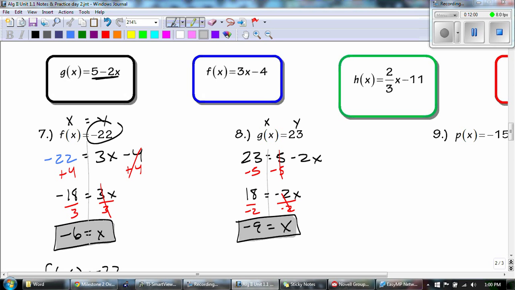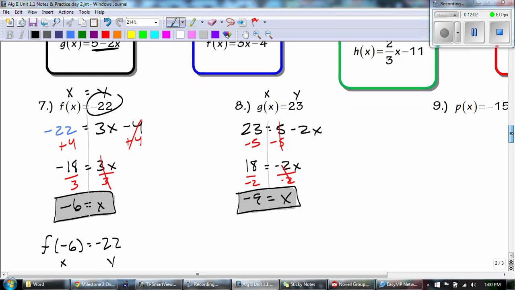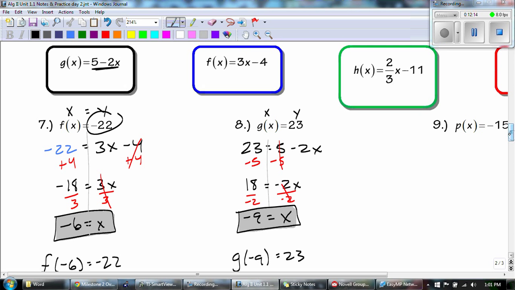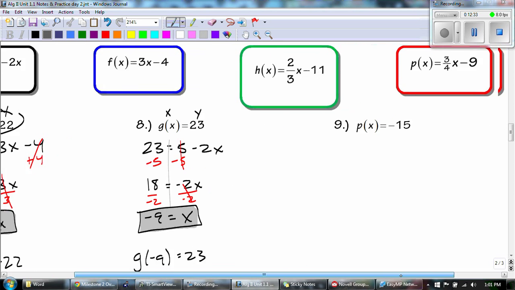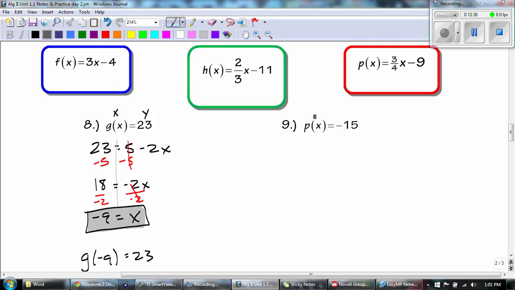If we're writing that in function notation, we would say that g of negative 9, because that's our x, would equal 23. And if you wanted to check that, we can do it real quick. 5 minus 2 times negative 9. Well, negative 2 times negative 9 would be a positive 18, and 5 plus 18 is 23. That's what they wanted. We did it right. Yay! Okay. Enough celebrating. So remember, this is your x, this is your y.